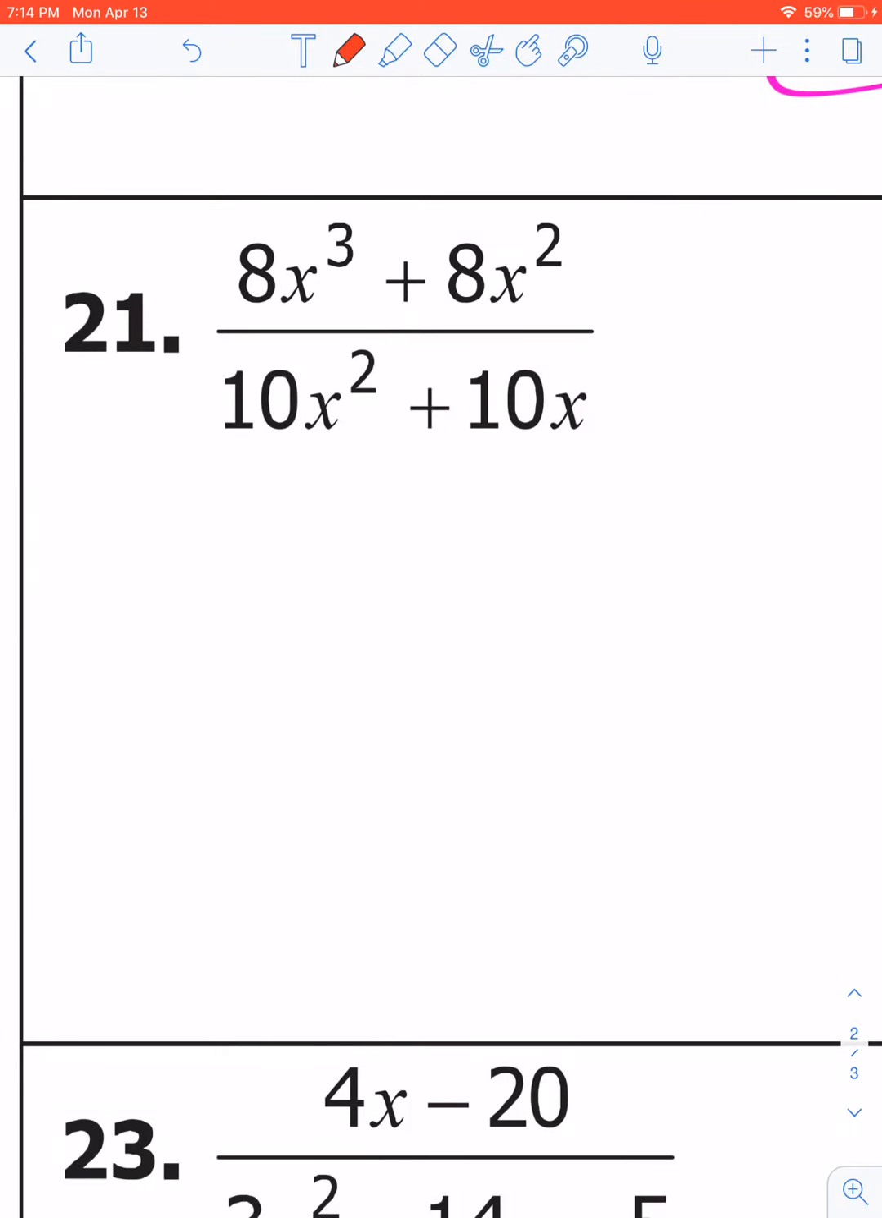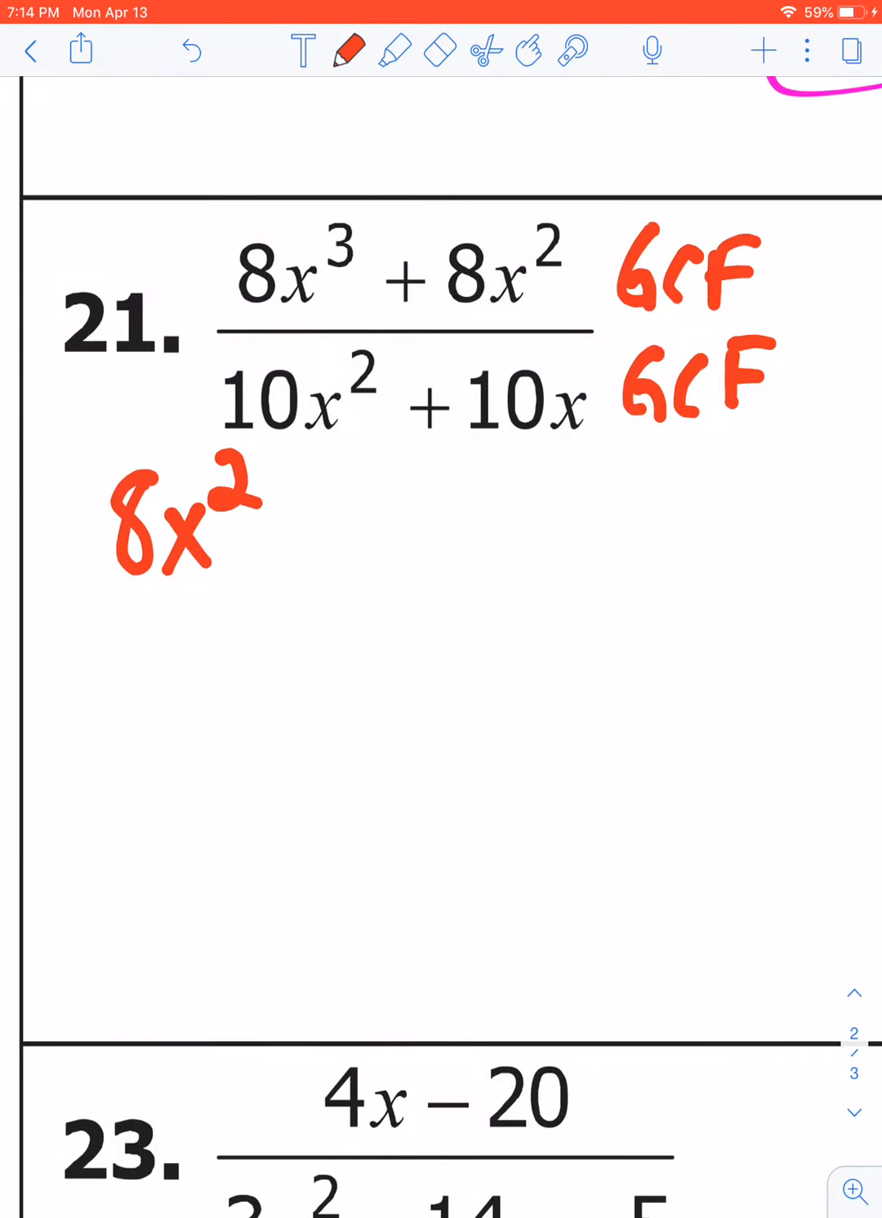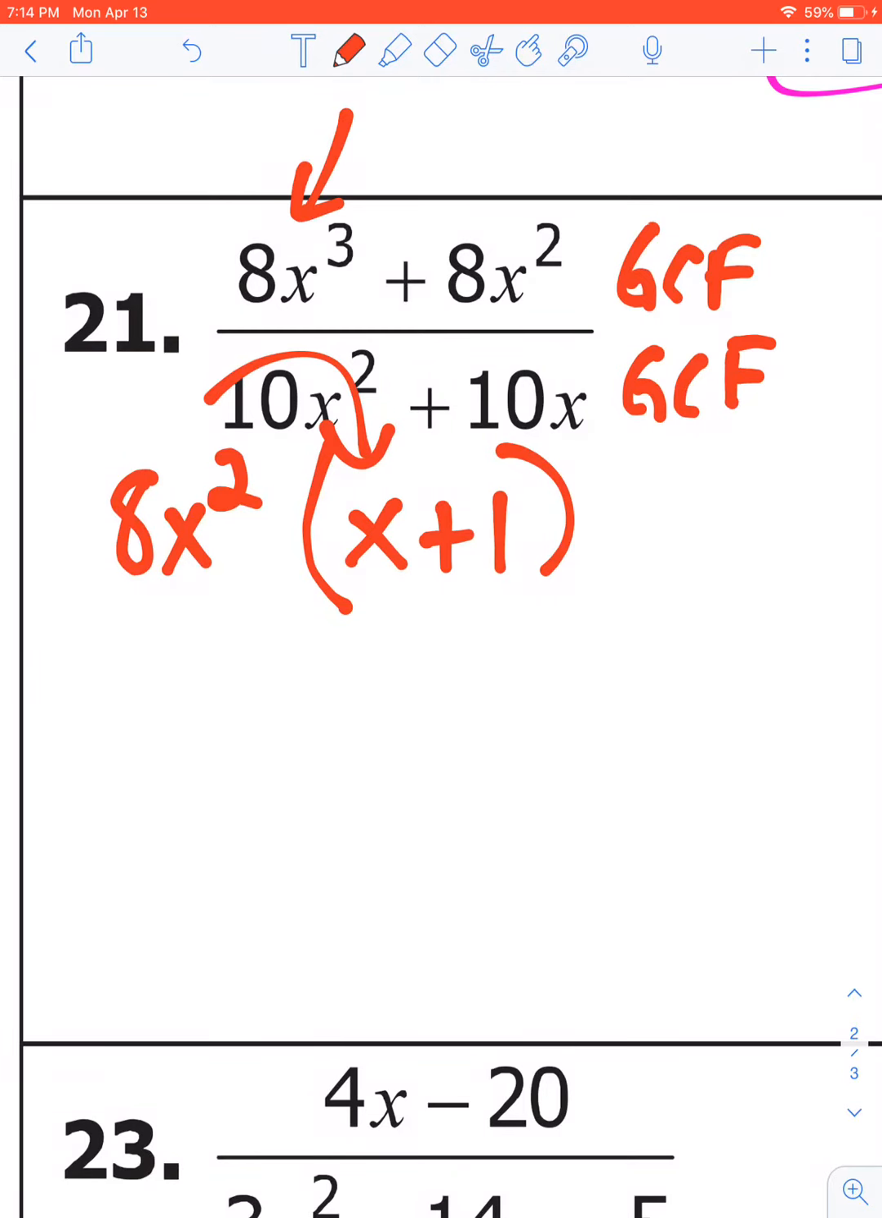Number 21, the numerator and the denominator, again, are just GCF problems. In the numerator, I can pull out an 8x squared, and I am left with x plus 1. Because if I distribute 8x squared back to x, I get 8x to the third back. And if I distribute 8x squared times 1, I get 8x squared back.